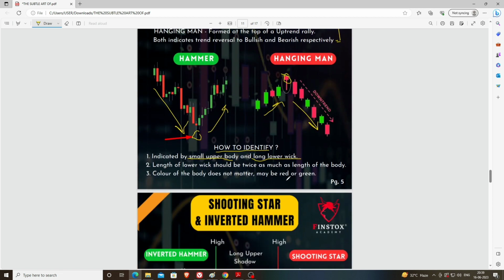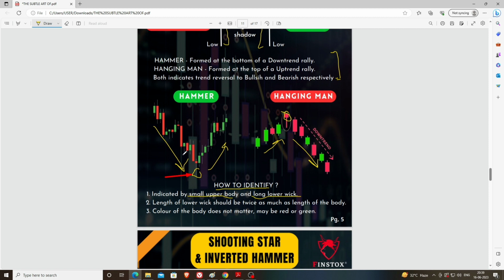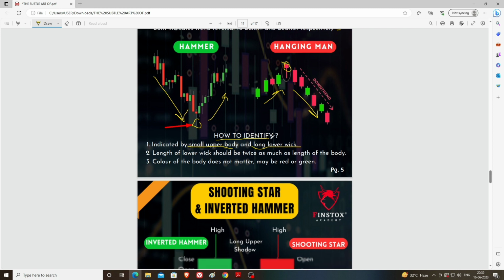And the color of the body does not matter, maybe red or green. If it is formed in the downtrend it can be green, if it is formed in the uptrend it can be red.